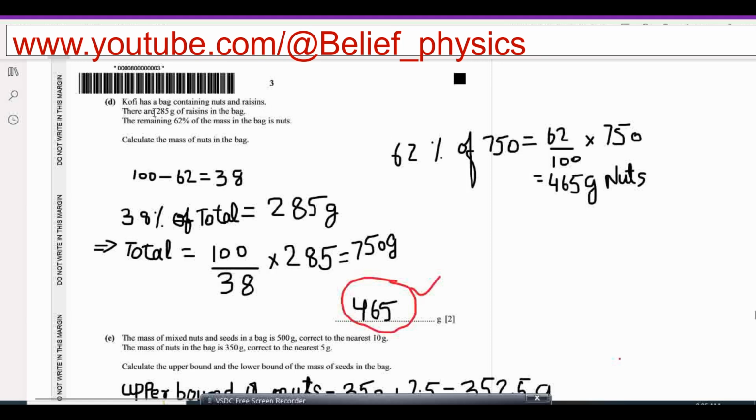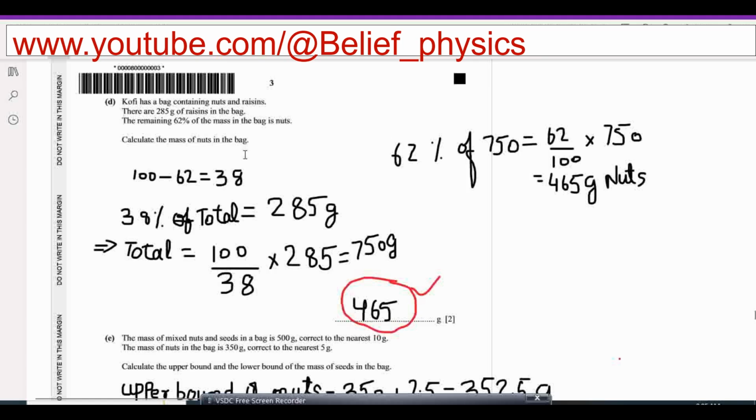Part D: a coffee bag contains nuts and raisins. There are 285 grams of raisins in the bag. The remaining 62% of the mass in the bag is nuts. So when we subtract 62 from 100, it becomes 38. It means 38% is raisins, and the mass of raisins is 285 grams. We have to calculate the mass of the nuts in the bag.